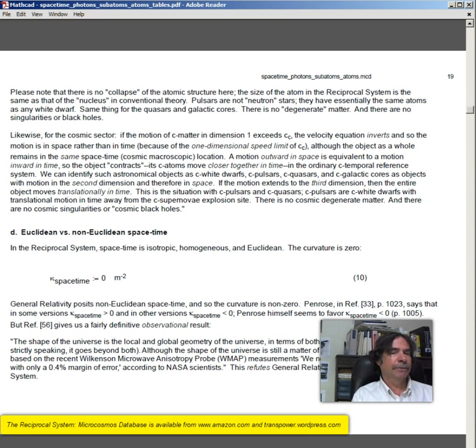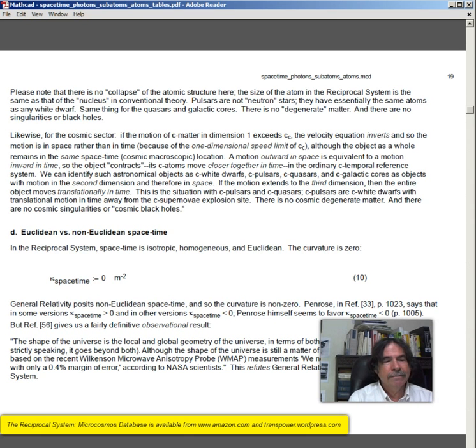Penrose, in reference 33, page 1023, says that in some versions, kappa spacetime is greater than 0, and in other versions, kappa spacetime is less than 0. Penrose himself seems to favor kappa spacetime less than 0, page 1005. But reference 56 gives us a fairly definitive observational result.